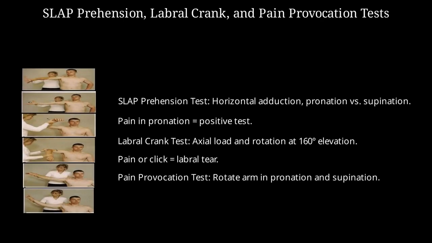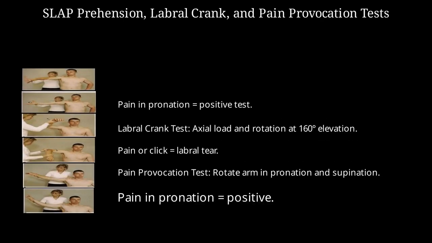The slap prehension test involves horizontal adduction with the forearm pronated and then supinated. Pain in pronation but not supination indicates a positive test. The Labral crank test applies axial load and rotation at 160 degrees, elevation with pain or clicking suggesting a tear. The pain provocation test rotates the arm in pronation and supination, with pain in pronation indicating a positive result.